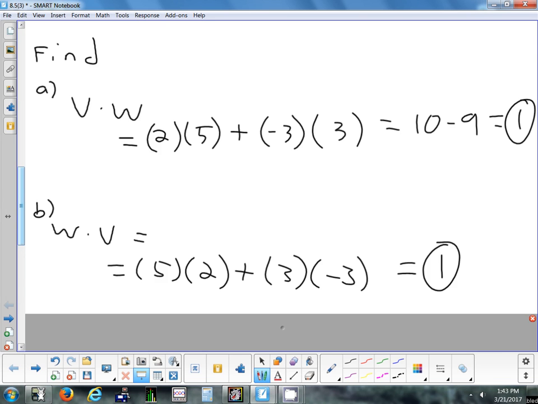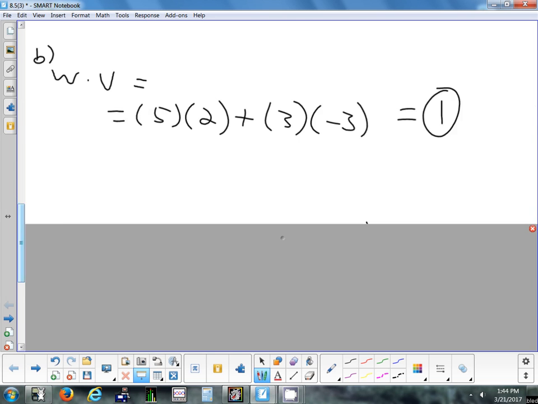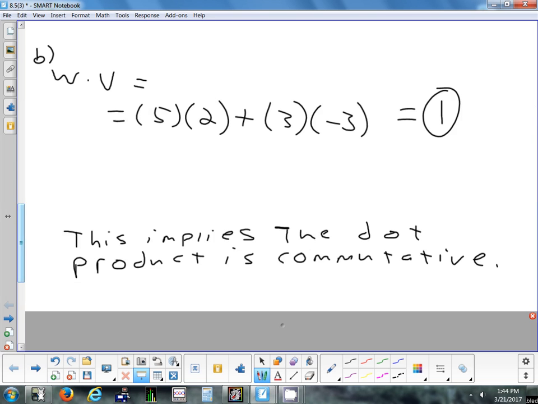When you switch the order, it's the same, but what's the word for that? Symmetric? Not symmetric. That's a good guess, because that is a property we do use a lot, and that does involve switching things, but this one's a little different. Commutative. So this doesn't prove it, but it implies that the dot product is commutative, and it is. So when you do a dot product, you can switch the order, and you'll get the same answer.